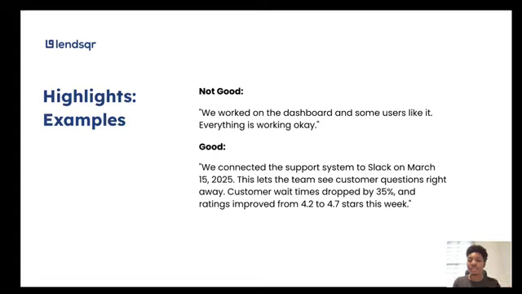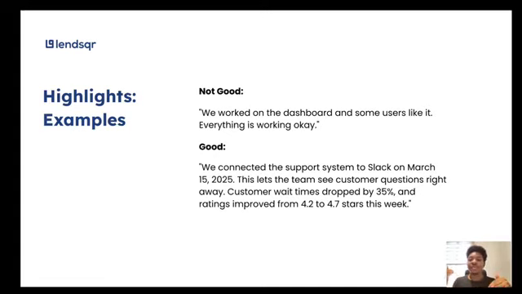So, "we worked on the dashboard." A place like Lendsqr has multiple dashboards. We have multiple systems. So this already doesn't even tell us what system this person is referring to. And "some users liked it." To what extent? Some users, how much is some? Is some 60%? Is some 40%? Is that most, right? See, we're already entering into the clarification phase. So that already tells you that that's not good.